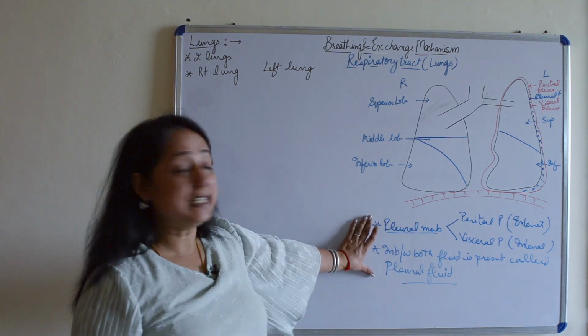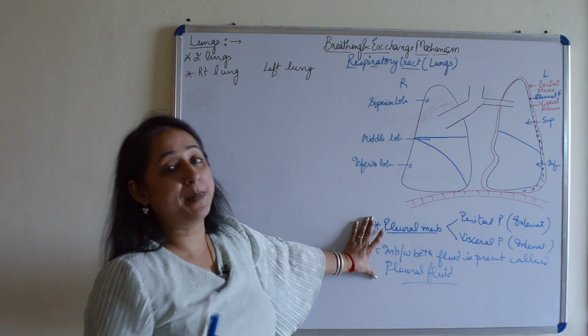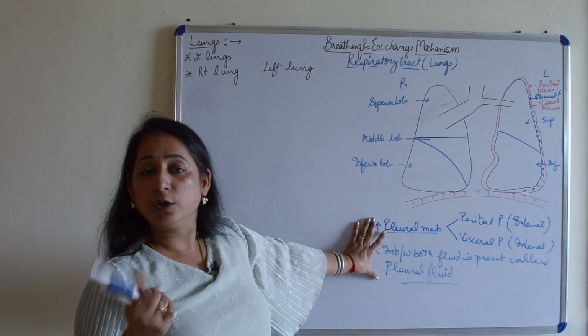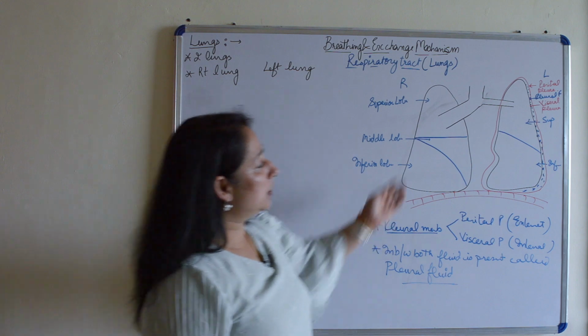So the function of these is protective in nature. It can protect from any mechanical injury, plus any injury due to the friction between the two pleural, parietal and visceral, membranes. So this is the outer.